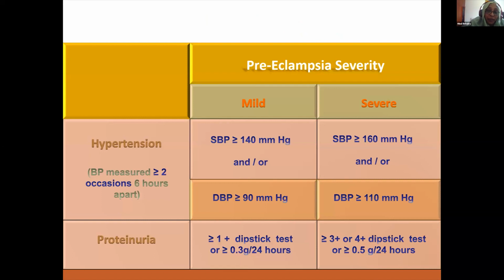Preeclampsia can be either mild, in which the blood pressure is 140 or above systolic and the diastolic is 90 or more than 90, and this is the mild, with proteinuria of 1+ on dipstick test, or 300 milligrams per 24-hour urine sample. It can be severe, and the blood pressure is higher, 160 millimeters of mercury systolic and the diastolic more than or equal to 110, and the dipstick proteinuria is 3+ or 4+.